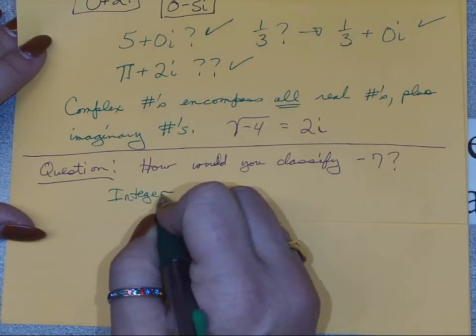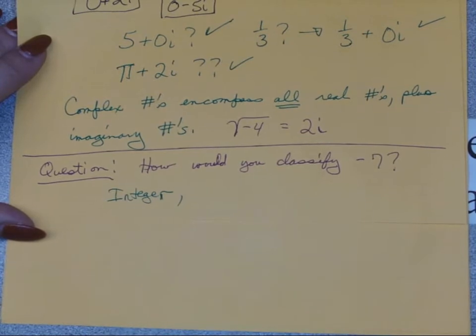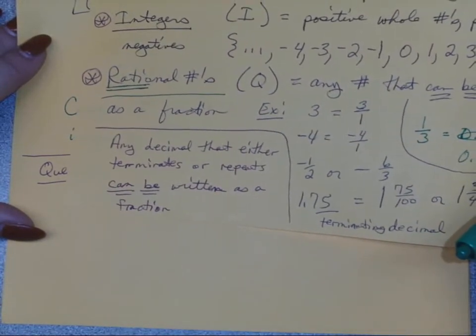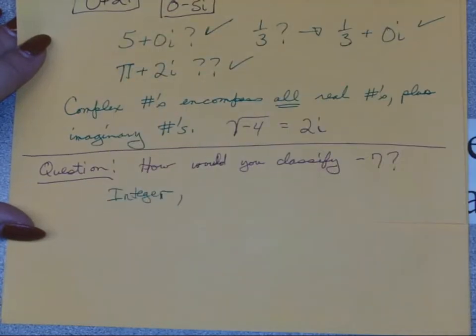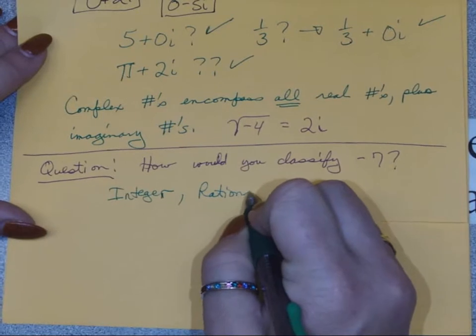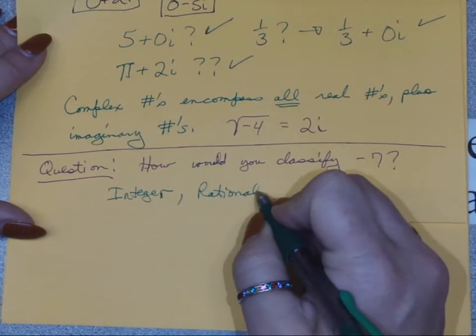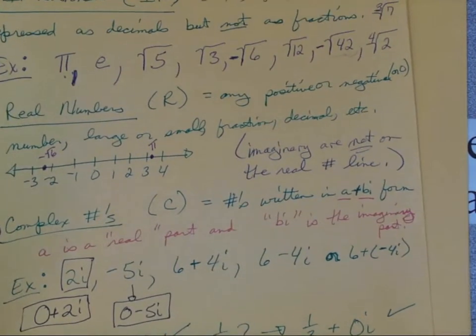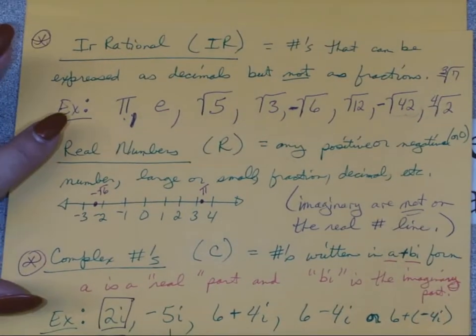Okay. But that's not all, right? Is it also a rational number? Can I write it as a fraction? Yep, -7/1, right? So it's a rational number. Okay, what else is it? Well, is it an irrational?